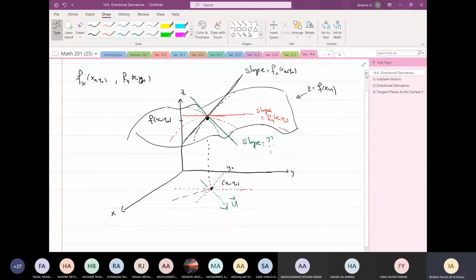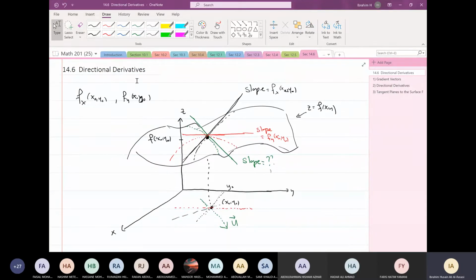Okay. The title of the section: directional derivative, i.e., derivative in a direction, a derivative in the direction of the vector u. So the slope will always be a derivative, but now this is really a generalization of f sub x and f sub y. Instead of going parallel to the x-axis or parallel to the y-axis, we are going in a specific direction u. So the slope will be the derivative in a direction, or the directional derivative. Okay, this is the geometric meaning of the directional derivative.